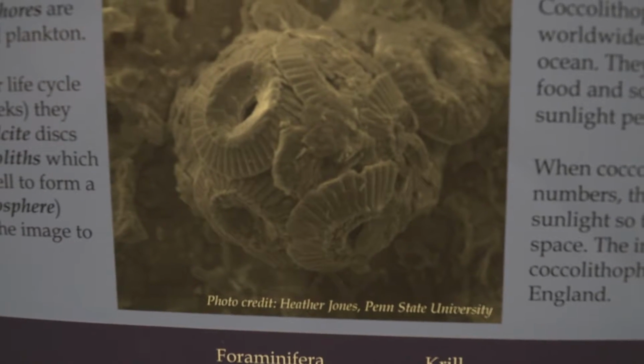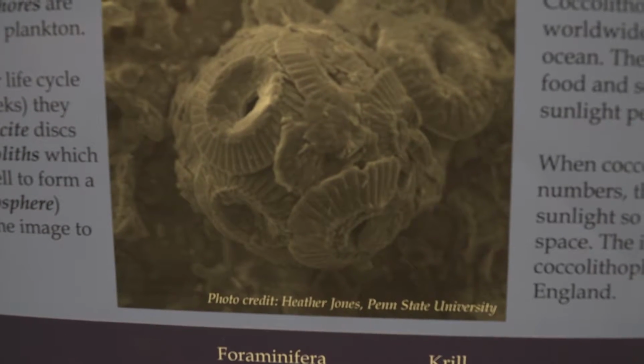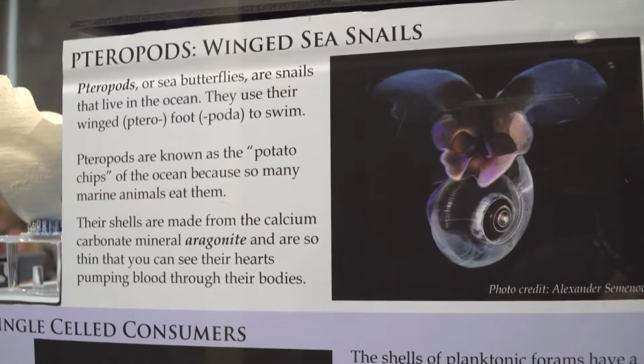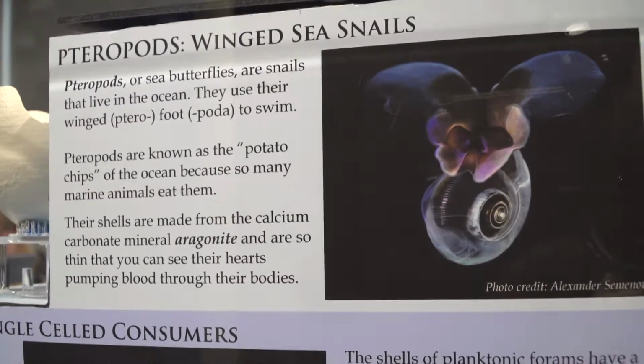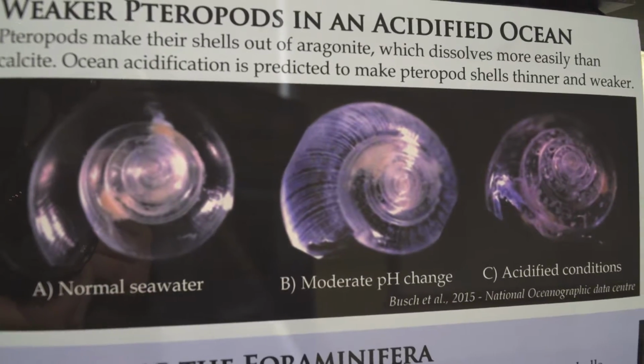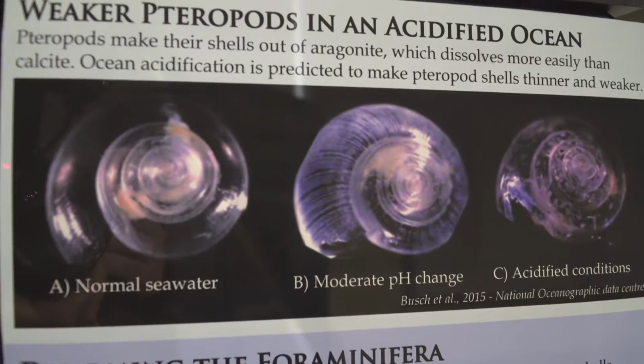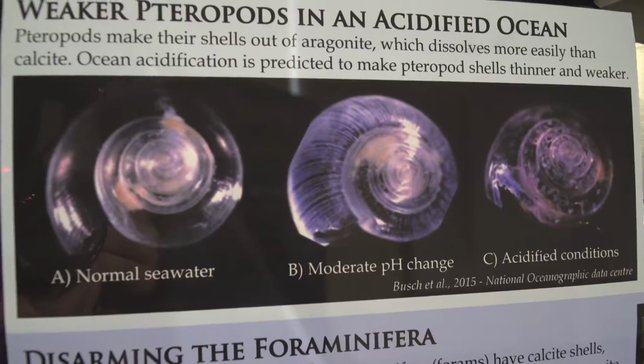And my research focuses on one group of these organisms called the pteropods, which are little swimming snails that live in the ocean and build their shells from a type of calcium carbonate called aragonite, which is more soluble than that of the ones that mussels might use or oysters in the ocean.